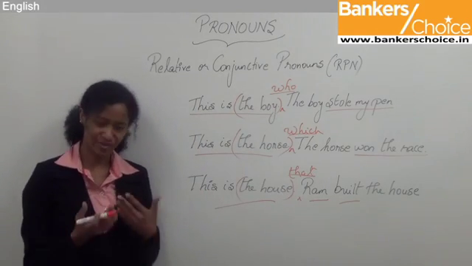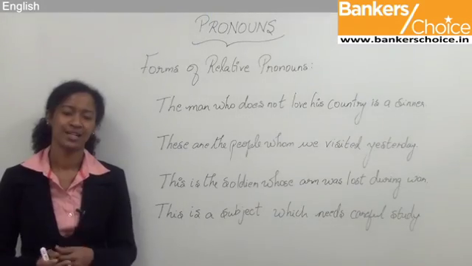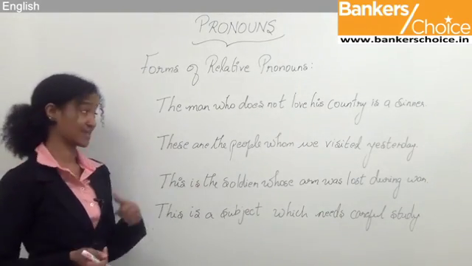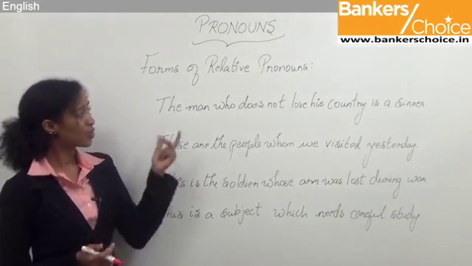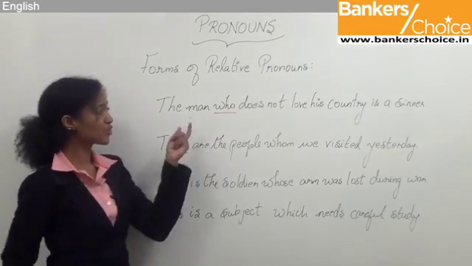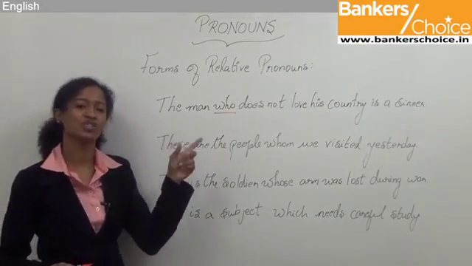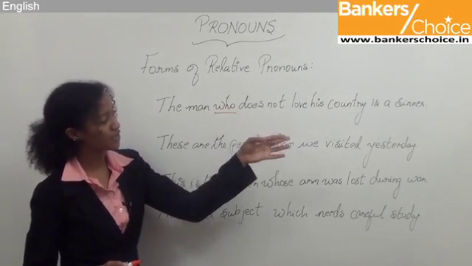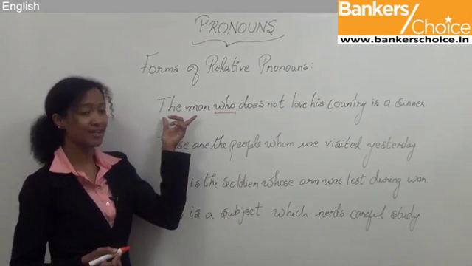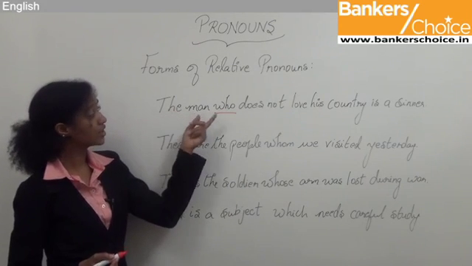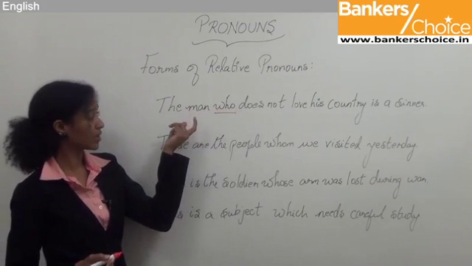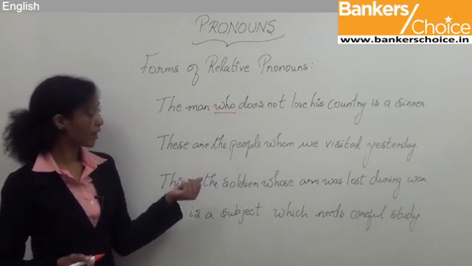Let's look at other forms of relative pronouns now, in certain examples. The pronoun who is used for a person in the subject or nominative case. So here, the man who does not love his country is a sinner. The man is our noun. So who is used in the subject or the nominative case mostly.